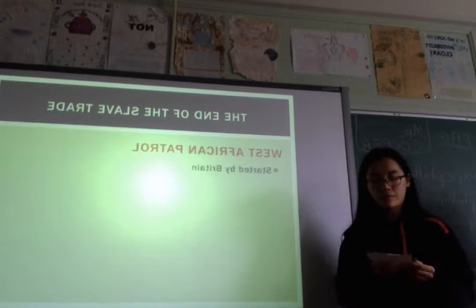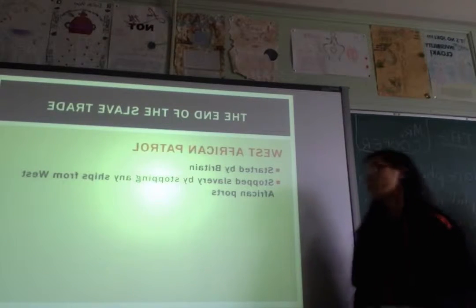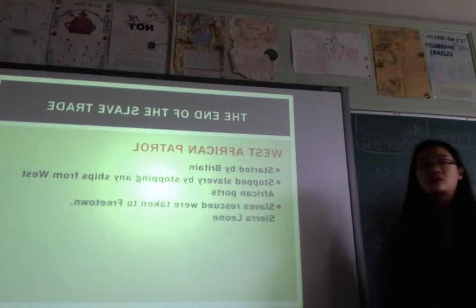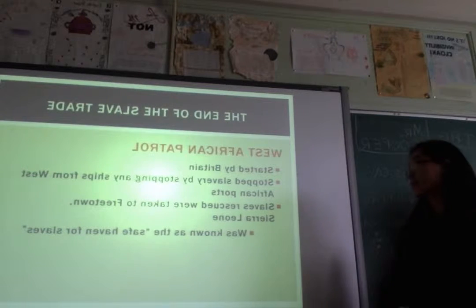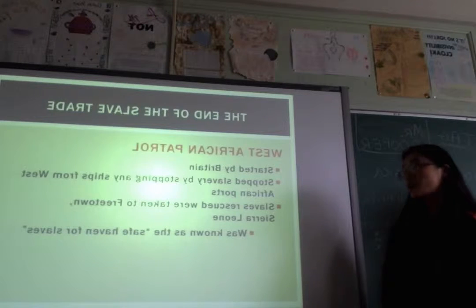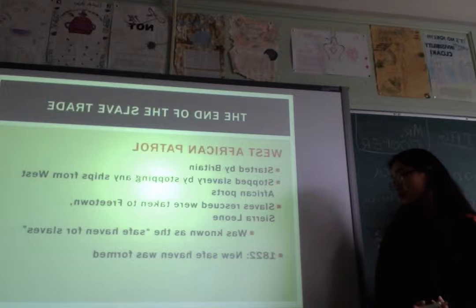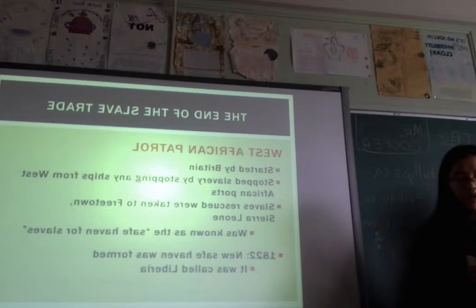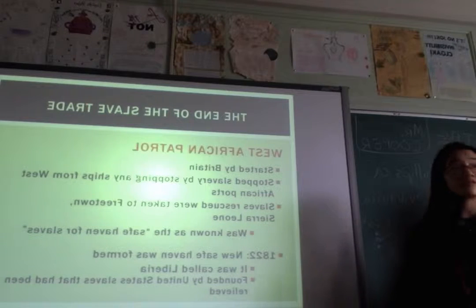It was started by the British, and it stopped slavery by stopping any ships coming from West African ports, basically checking any ships that came through to make sure they weren't containing slaves. When the slaves were rescued, they were taken to Freetown, Sierra Leone. It was also known as the safe haven for slaves. But in 1822, a new safe haven was formed. It was called Liberia, and if you recall earlier, Liberia was one of the states that remained independent during the scramble for Africa.